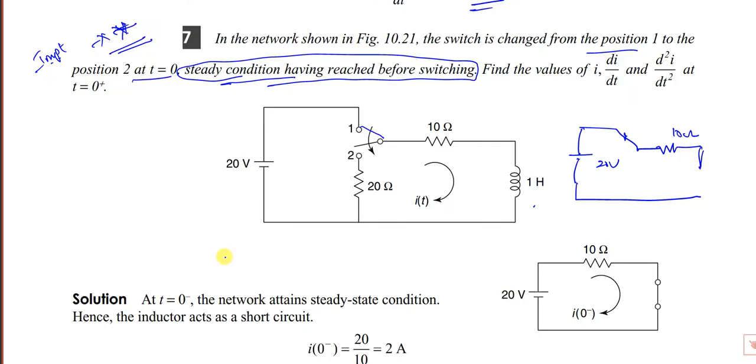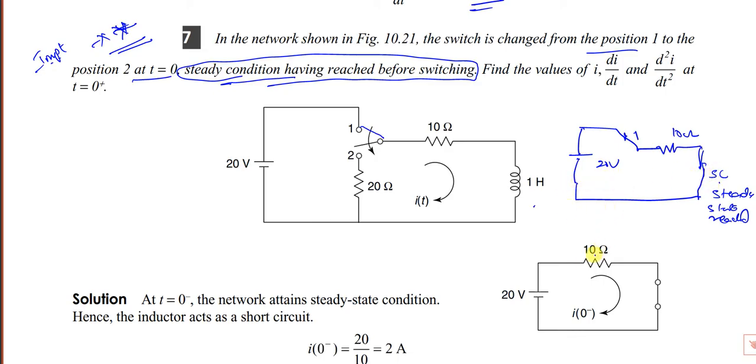Since steady state is already reached here, for a long time the switch is in this position. That means the inductor acts as short circuit because steady state is reached. The switch is in position number 1 for a long time, so the inductance acts as short circuit here.